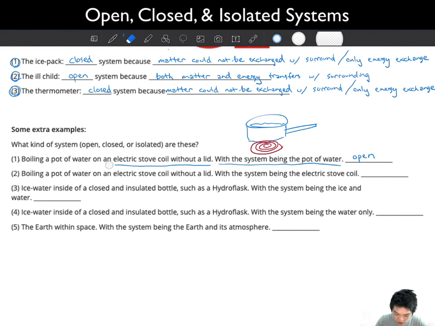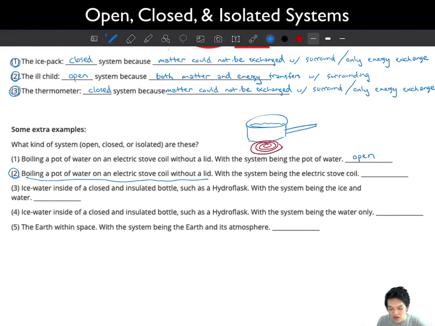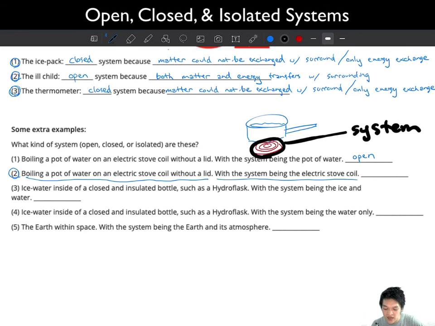Alright, let's take a look at the next example, number 2. You will notice that it says almost the same thing. Boiling a pot of water on an electric stove coil without a lid, with the system being the electric stove coil. Okay, so we're looking at the coil being the system instead. Well, can energy and matter transfer in and out of the coil?